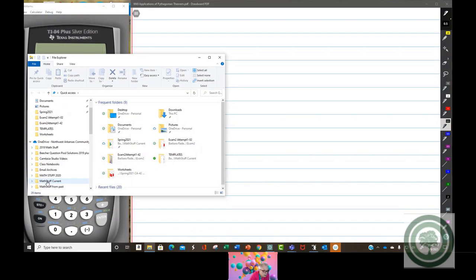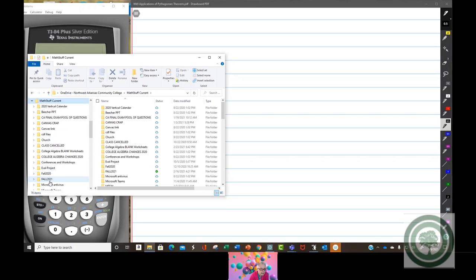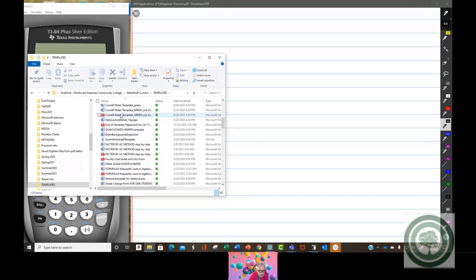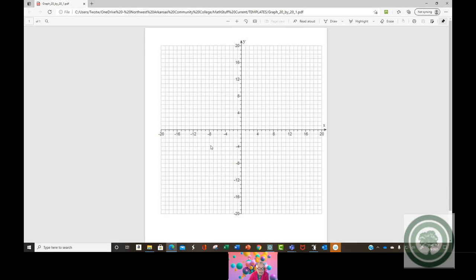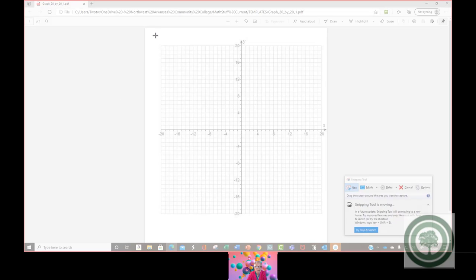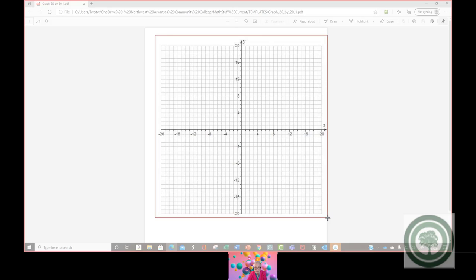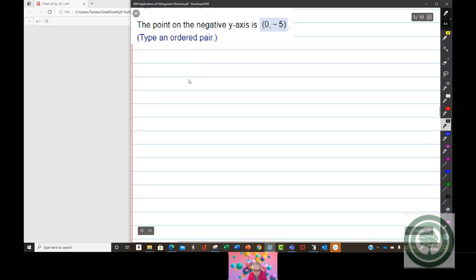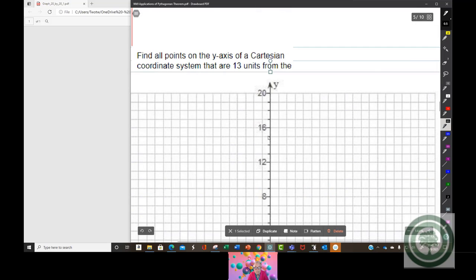I have a bunch of stuff. Math stuff, current. Okay, go to templates. And I'm going to get a grid, a graphing grid. There, I like that. Okay. You never know. Ooh, okay. Not bad.